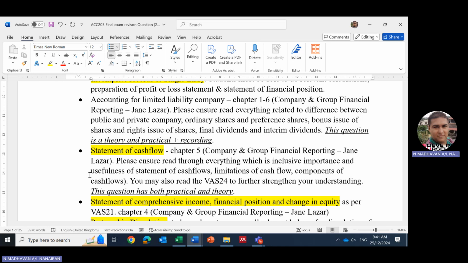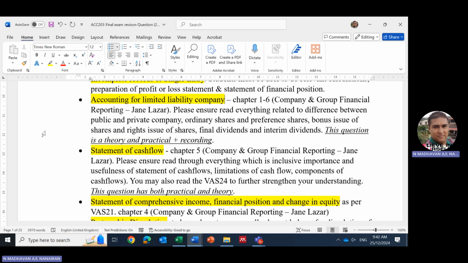Next, this is another question: accounting for limited liability. This one is a combination of chapters 1, 2, 3 and 4. This question is broken into small pieces. The first part, you will be given a list of transactions on issue of shares until forfeiture of shares, so you have to do all the journal entries.